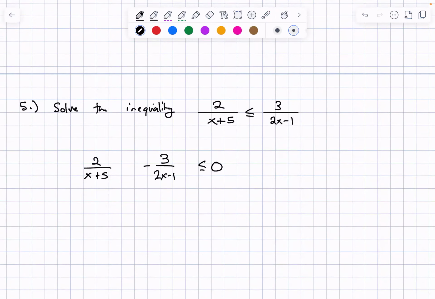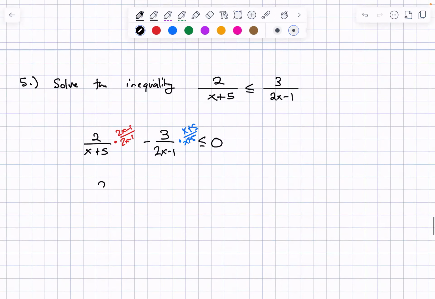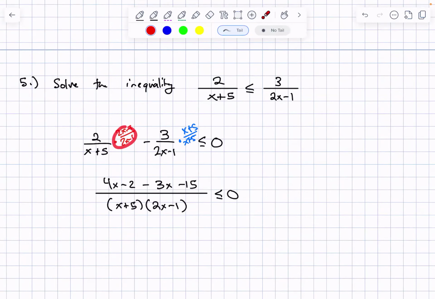Because these things aren't multiplied together at all, we need to find a common denominator. So I'm going to multiply the first one by 2x minus 1 over 2x minus 1, and I'll multiply the second one by x plus 5 over x plus 5 to cleverly multiply by 1. Doing so will give me 4x minus 2 minus 3x minus 15, all divided by x plus 5 times 2x minus 1 is less than or equal to 0. By multiplying by what I did in red and blue, I ensure that they have the exact same denominator, so I can combine them right off the bat.